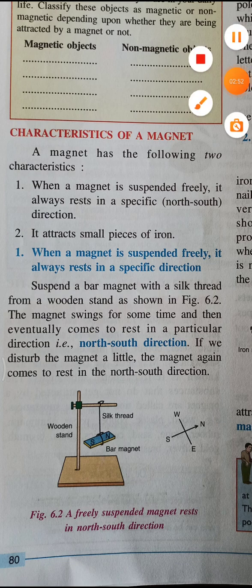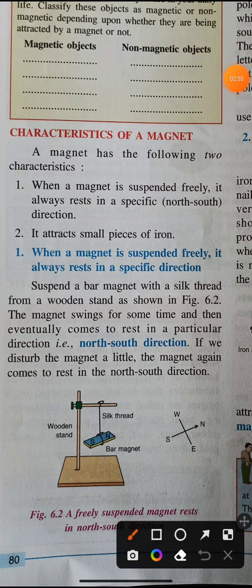Let us now see the first one. In the first one, the first activity is, when a magnet is suspended freely, it always rests in a specific direction. This is the explanation of this property, of this characteristic. What is to be done here? You have to suspend a magnet with a silk thread from a wooden stand. You can see in the picture, this is the wooden stand and a magnet is suspended using a silk thread here. Now when you suspend it freely, the magnet will start to swing.